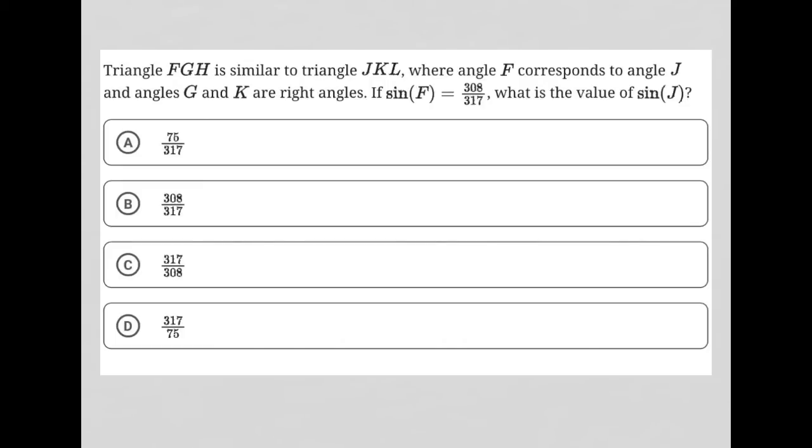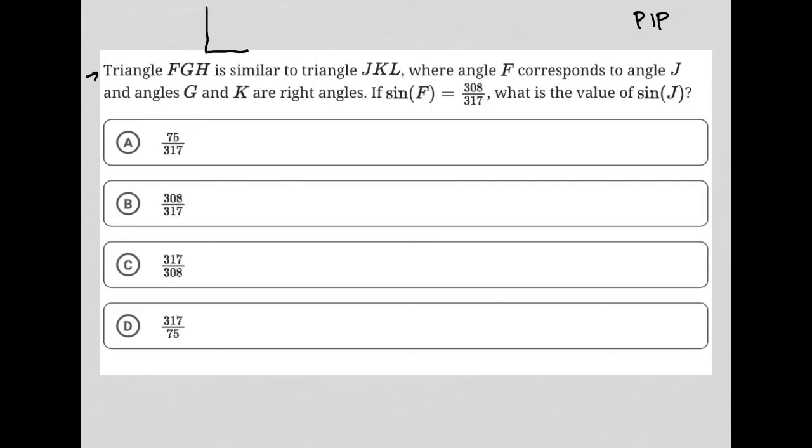So this question says triangle FGH is similar to triangle JKL, where angle F corresponds to angle J, and angles G and K are right angles. To start off, I'm going to use the strategy plug-in picture, which basically says anytime a question describes something that can be drawn, I'm going to go ahead and draw it.